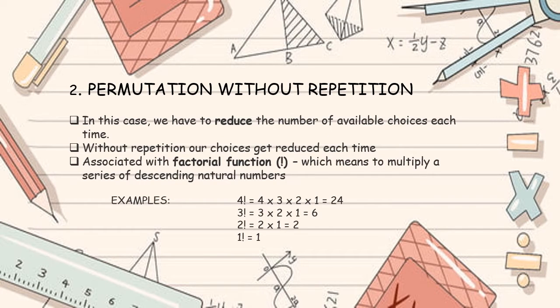Permutation without repetition. In this case, we have to reduce the number of available choices each time. Without repetition, our choices get reduced each time, and it is associated with the factorial function, which means to multiply a series of descending natural numbers. Example: 4 factorial is equal to 4 times 3 times 2 times 1, which is 24. 3 factorial is equal to 3 times 2 times 1 equals 6. 2 factorial is equal to 2 times 1 equals 2, and 1 factorial is equal to 1.